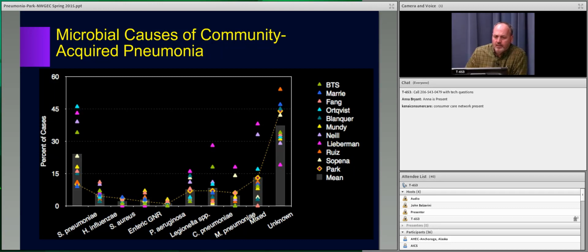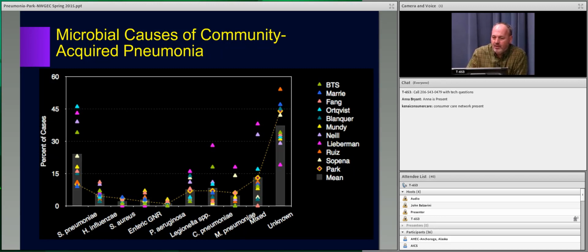Okay. This is that same data shown in graphical form, indicating data for different pathogens across the bottom and by different studies with the different symbols. My study here is the purple and gold diamond symbol, and the gray bars are the mean of all the studies. I want to point out these are studies done by academic centers that were highly invested in determining the cause of pneumonia in these patients.